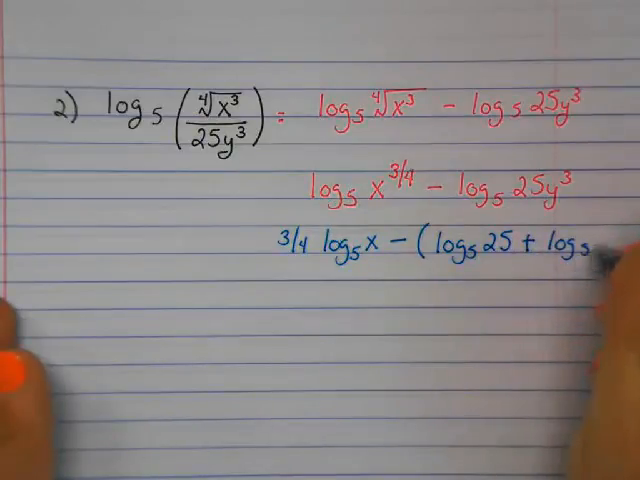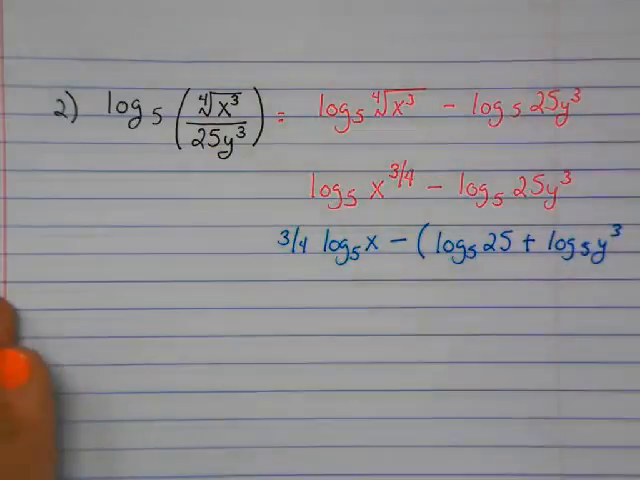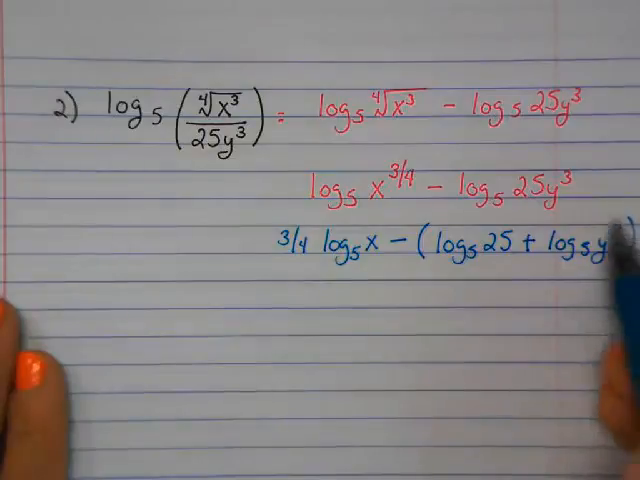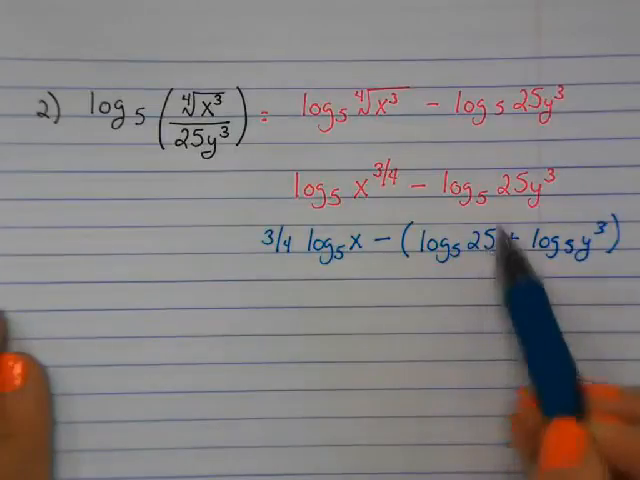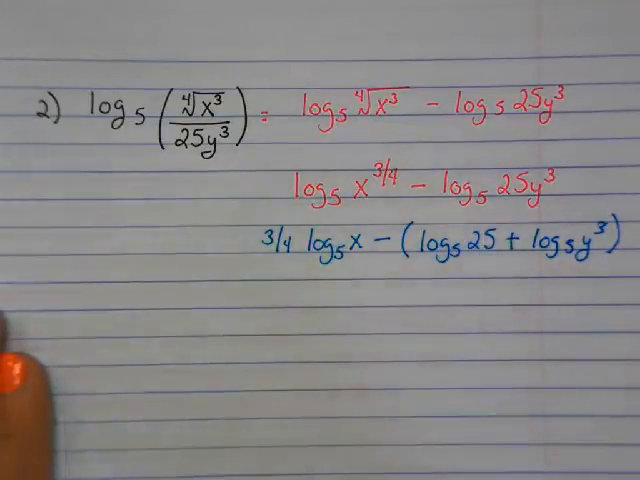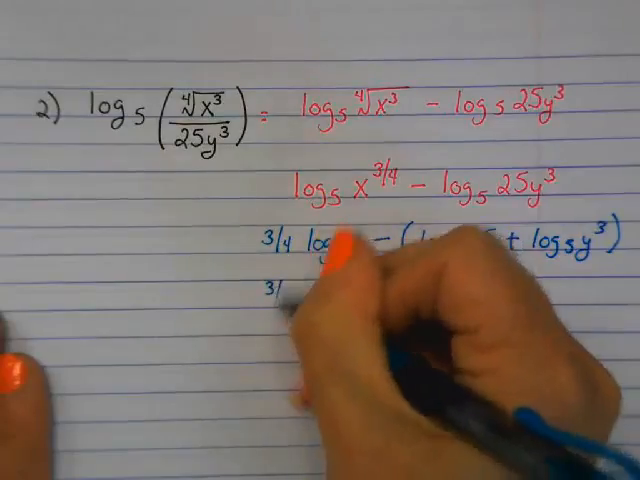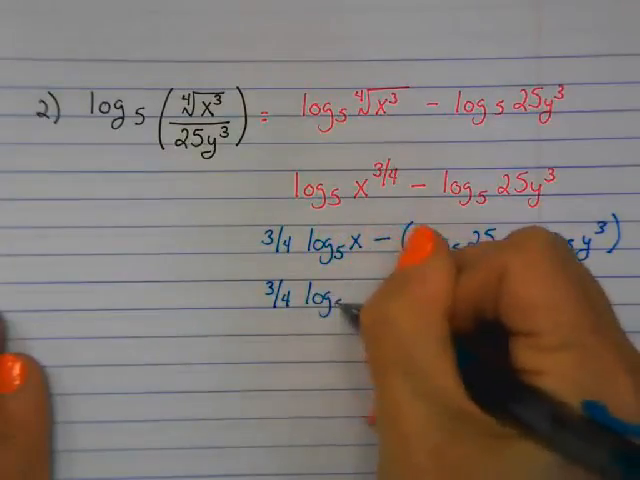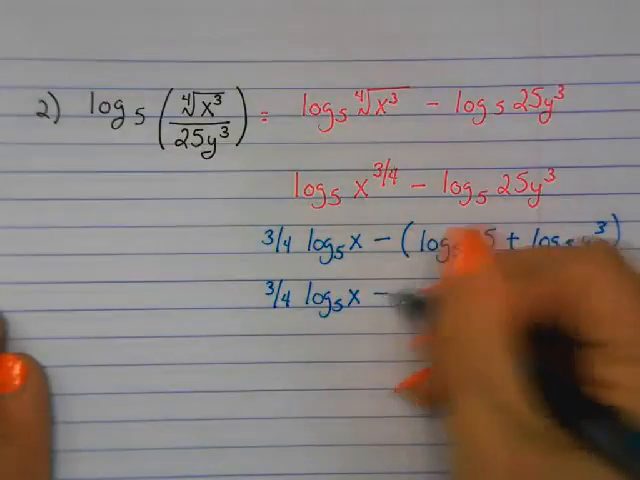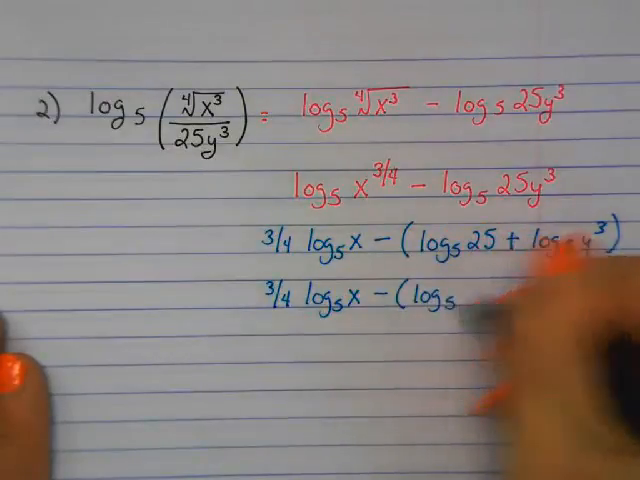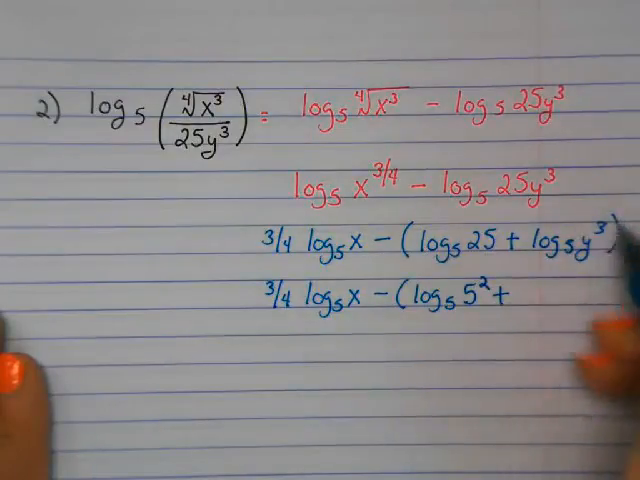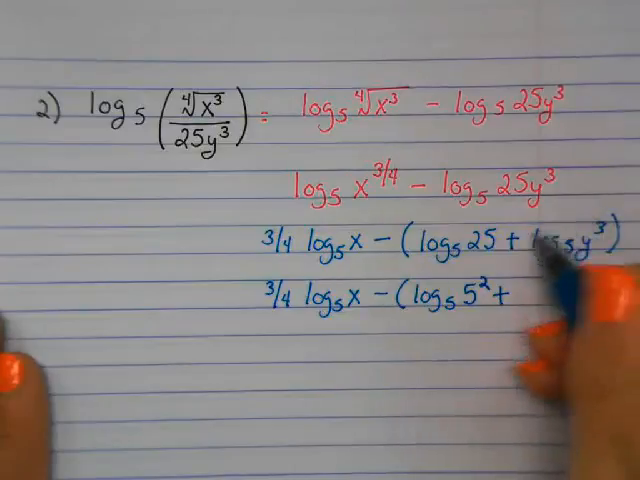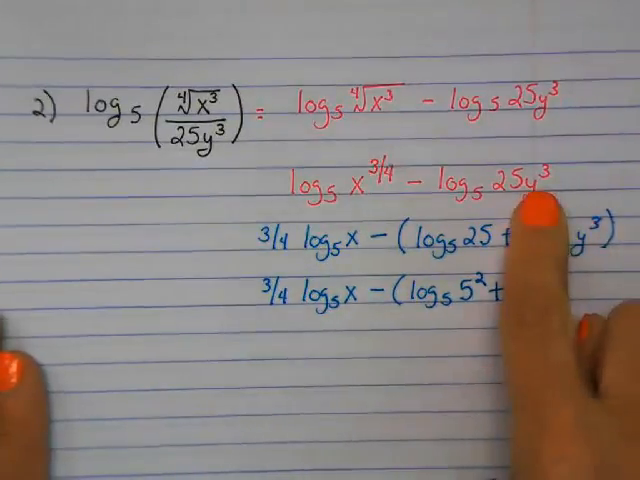Alright, we're getting there. I still have this exponent to take care of, and I want to make sure here, this is base 5. Maybe I could write 25 as some base. So let's keep going. 3/4 log base 5 of x minus, I believe 25 is 5 squared, plus, and I'm going to go ahead and take care of that exponent. That exponent is going to come just in front of this term because it's only the y that's cubed. So 3 log base 5 of y.